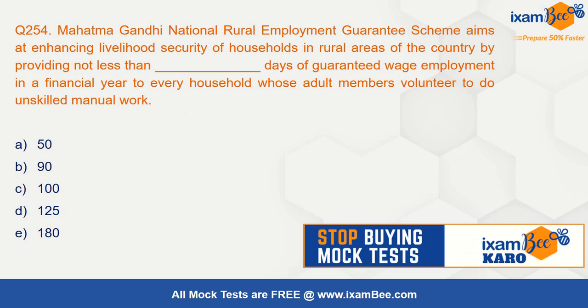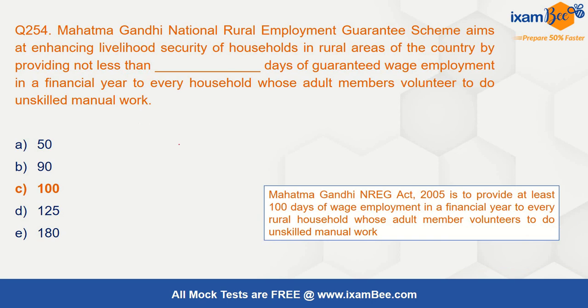Mahatma Gandhi National Rural Employment Guarantee Scheme aims at enhancing livelihood security for households in rural areas of the country by providing not less than how many days of guaranteed wage employment in a financial year to every household whose adult members volunteer to do unskilled manual work? So how many days of employment under MNREGA? It is 100 days. 100 days, easy to remember.